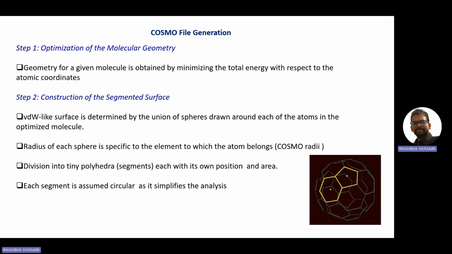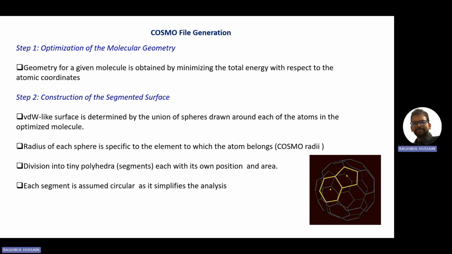So what are the different steps then? Let's go. Step one, we optimize the molecule. This optimization is the same as what was taught on the first day of the workshop. Just optimize it. Then you construct a segmented surface. This is the segmented surface, with different pentagons. The radius of each sphere is specific to the element to which the atom belongs.